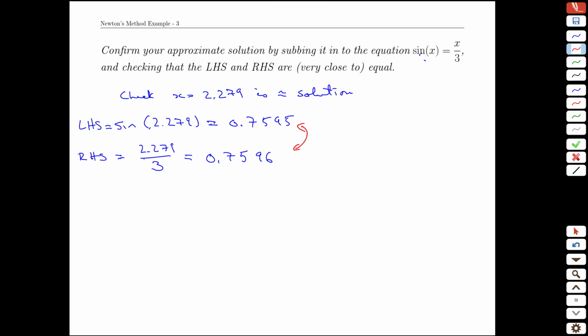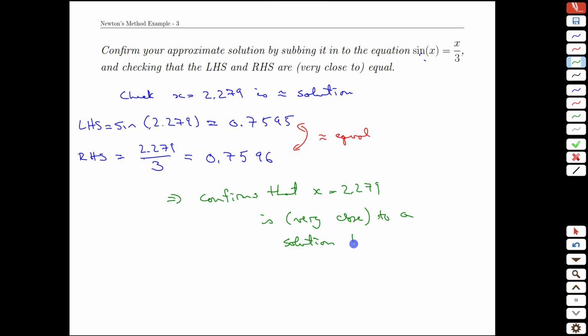The key thing being, of course, that these are very close to equal to one another, and the fact that those are close to each other confirms that x equals 2.279 is very close to a solution. We saw some other ones to the equation sine x equals x over 3. And so again, we've demonstrated with an equation that we cannot solve by hand, we can still obtain a fairly accurate estimate with a bit of legwork to start, and then applying Newton's method to improve that initial estimate to as high an accuracy answer as we need.